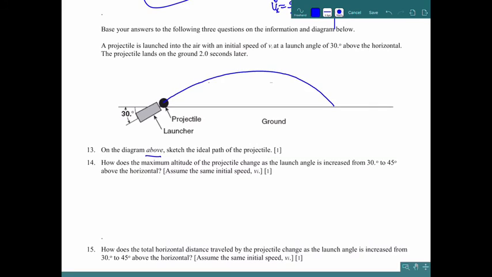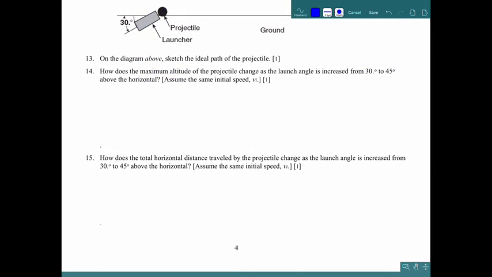How does the maximum altitude of the projectile change as the launch angle is increased from 30 degrees to 45 degrees above the horizontal? So if we're going to change this, it's going to go up higher like this, as we make it 45. But as we go higher, the altitude will also have to get bigger, because if we're shooting something straight up, it's obviously going to go higher than if we're doing it at an angle. So from 30 to 45, it's going to increase. The maximum altitude will increase. You could make that a full sentence.